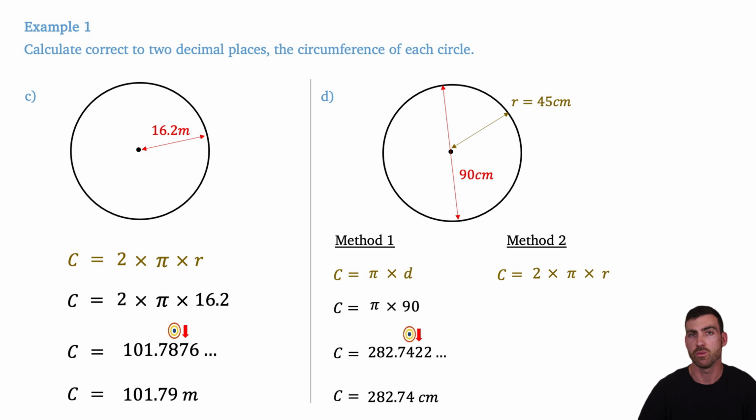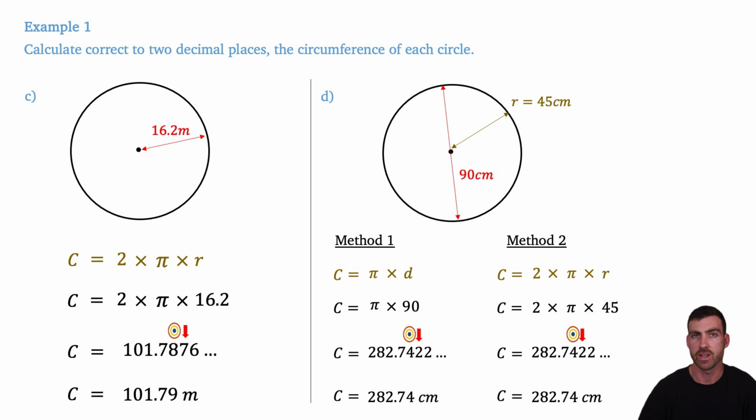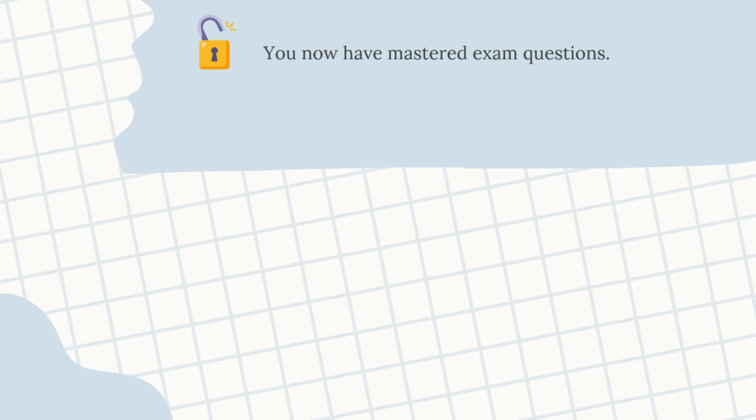Since this formula needs the radius, if you're given the diameter, the way to get the radius is halving the diameter, because the diameter is 2 lots of the radius. In this case, the radius is 45 centimeters. So we substitute this into the formula for R. Using the calculator and rounding to 2 decimal places, we get the same answer of 282.74 centimeters.